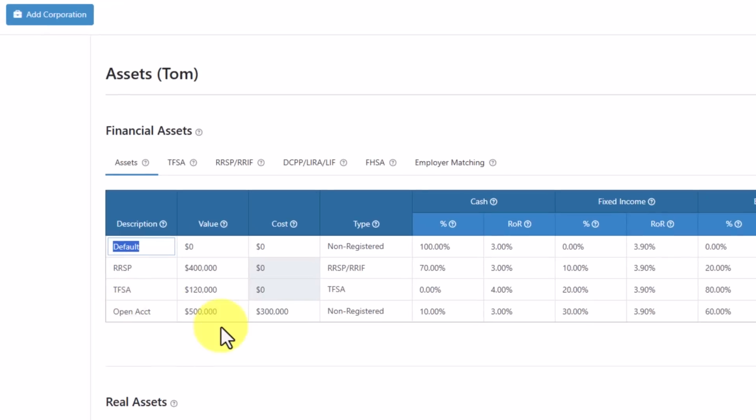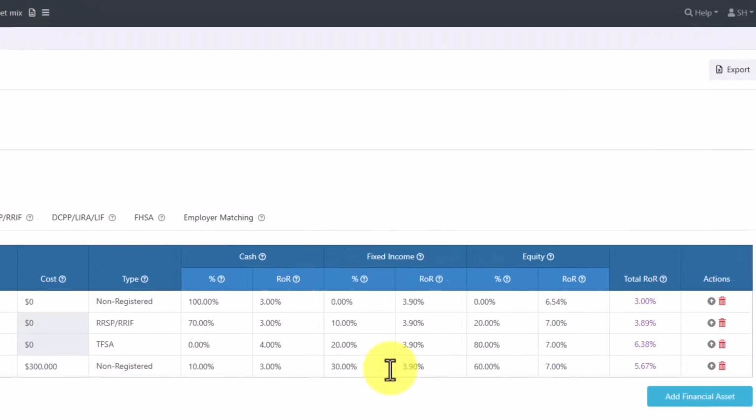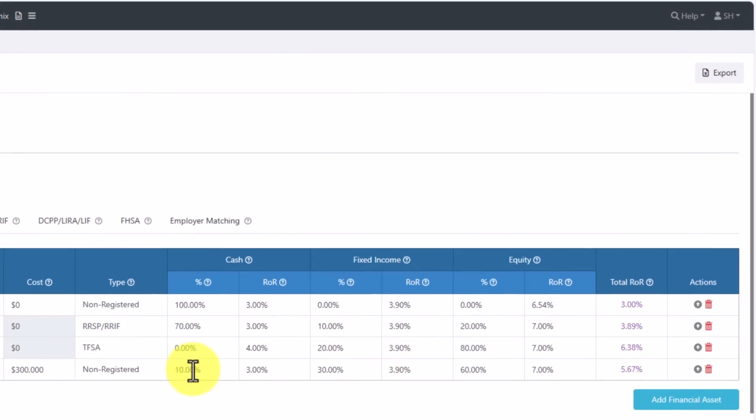And then the open account is a mix, $500,000. We're using a cost base of $300,000, so $200,000 of unrealized capital gains in that portfolio. So when we do sell off assets, we'll trigger capital gains. If you look at the mix, we're using a 10% cash position at 3%. We're using a 30% fixed income position at 3.9%. And we're using a 60% stock or growth position, with a weighted average return on the portfolio of 5.67%.